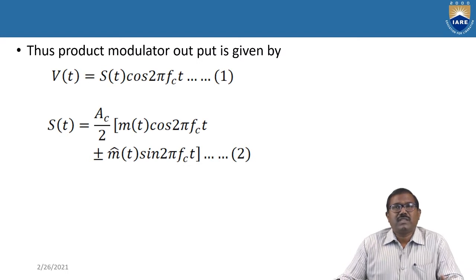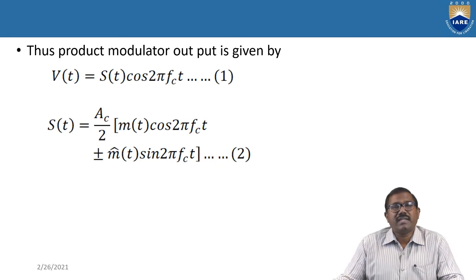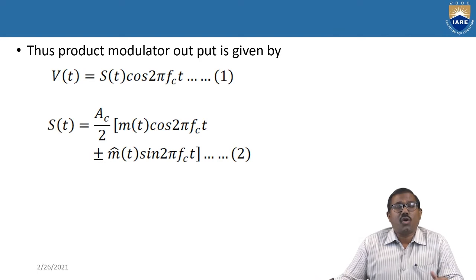Now, the output of the product modulator can be written as v(t) equal to s(t) cos 2 pi fc t. Here s(t) is the modulated SSB signal. We already know that s(t) is equal to Ac by 2 of m(t) cos 2 pi fc t plus or minus m cap(t) sin 2 pi fc t. Here the plus or minus indicates LSB or USB. Only one band is used, that's why it is single sideband. Plus gives LSB, minus indicates USB.